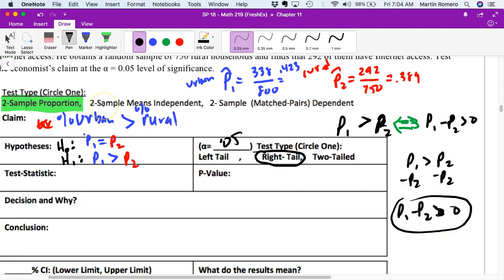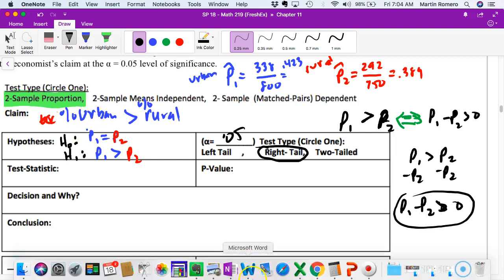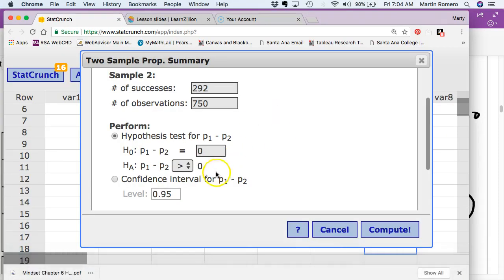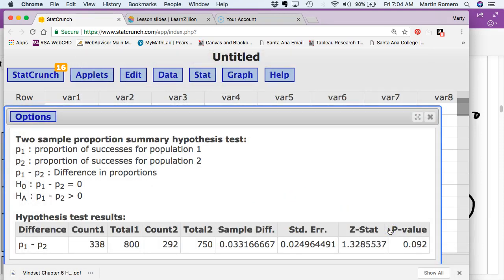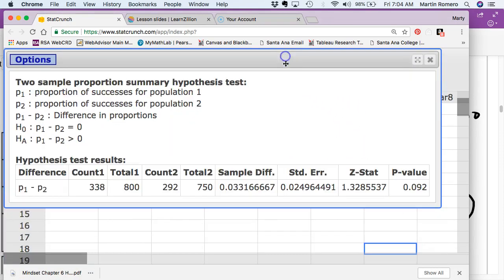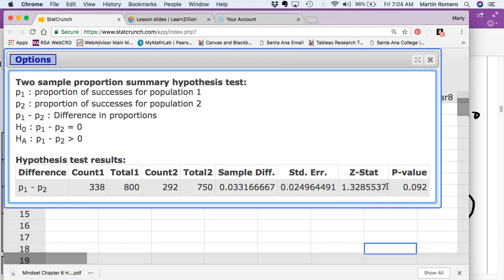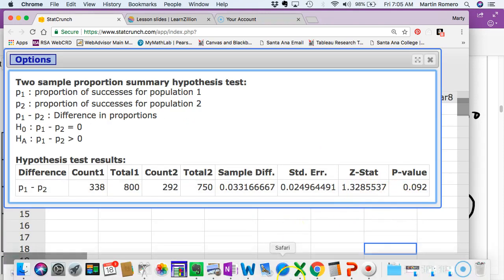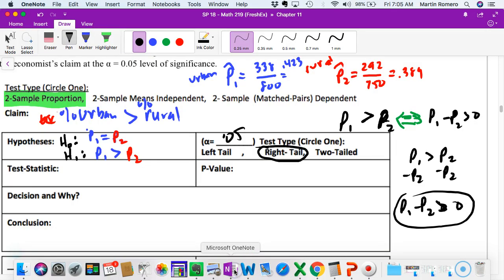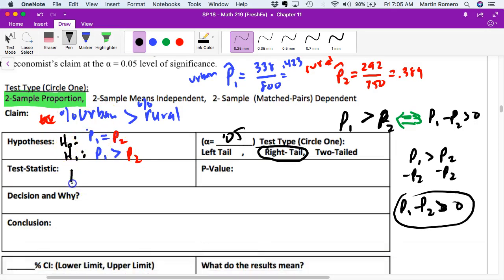You're going to see that. You've got to get used to it. You better ask for help if you don't get it. We're going to continue to see that. So we're going to run the hypothesis test just like that. Compute, and then you get a test statistic of 1.33. Our test statistic, our z-value, is 1.33.